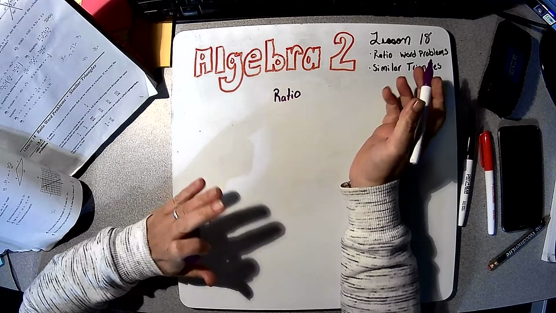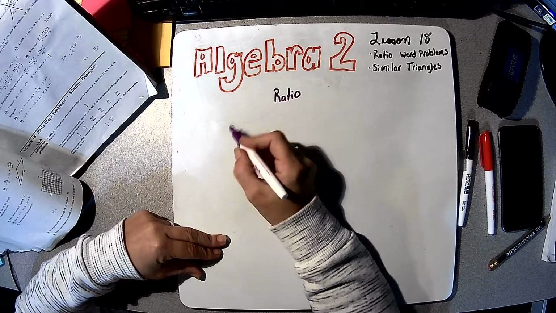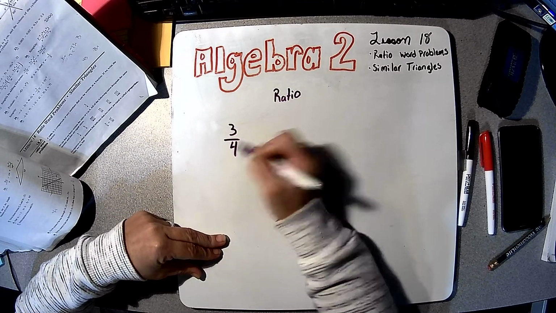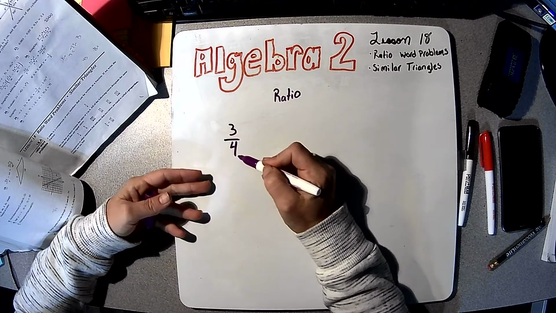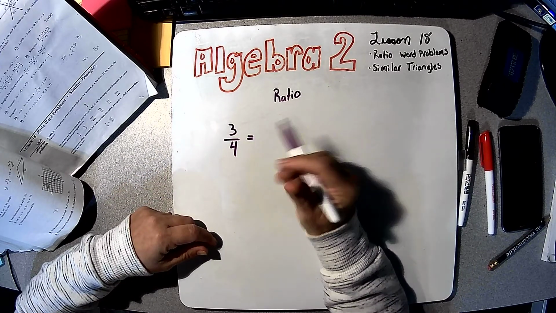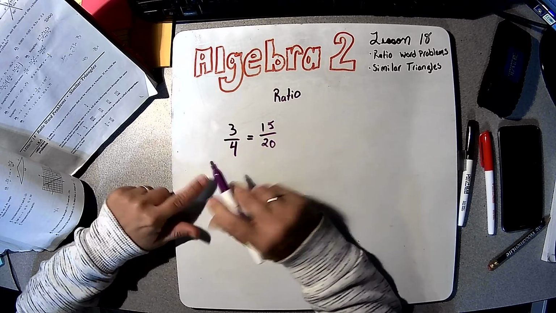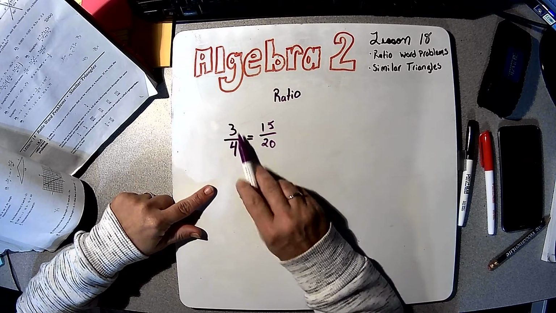And a ratio is just like a fraction. So we could say that the ratio of 3/4 means 3 to 4. And when we turn that into a proportion, we set it equal to something else. So 3/4 is the same as 15 over 20. It's different by the same amount, okay?